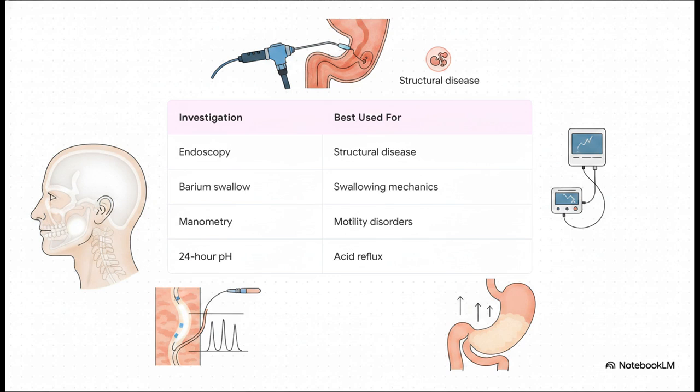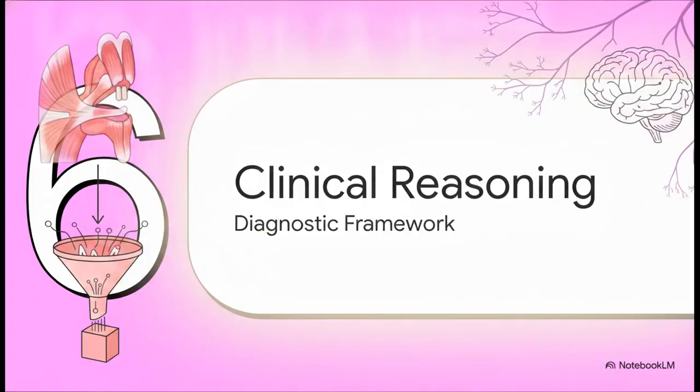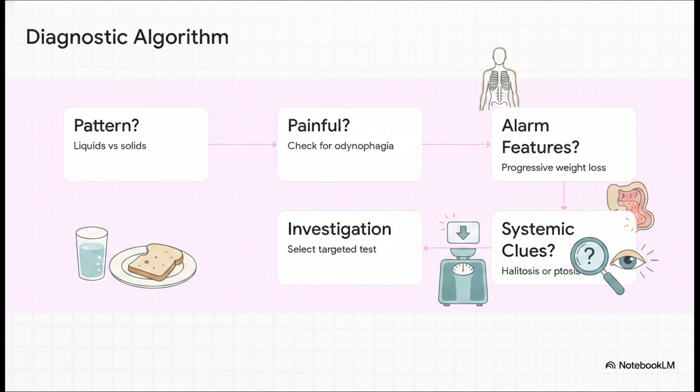Finally, Section 6, the clinical reasoning framework. Let's bring all this physiology together into a concrete, memorizable sequence. This right here is our master algorithm. Five sequential steps that transform a messy, complicated patient history into a precise, targeted, and life-saving plan.